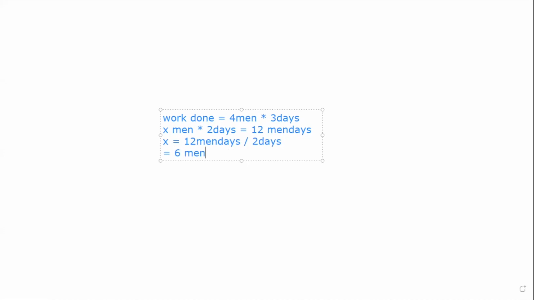So 6 men are required to work for 2 days because the work is the same. So you are going to balance the equation: X into 2 and 4 into 3. So 4 into 3 is 12. 12 divided by 2 is 6 men. You already have 4 men. So they're asking how many extra men you need. So extra men is 6 minus 4 equals 2. You need 2 men extra to do the work in 2 days. Okay.